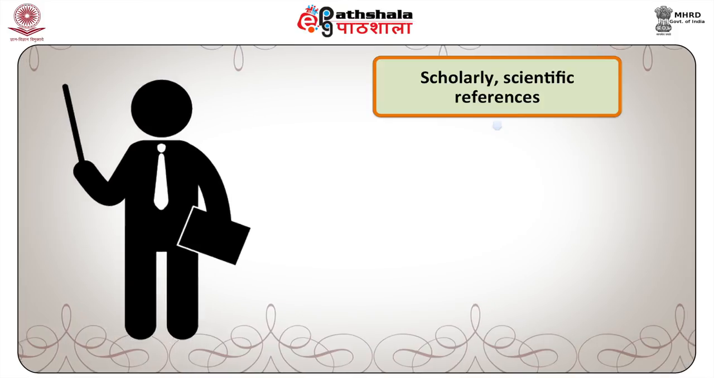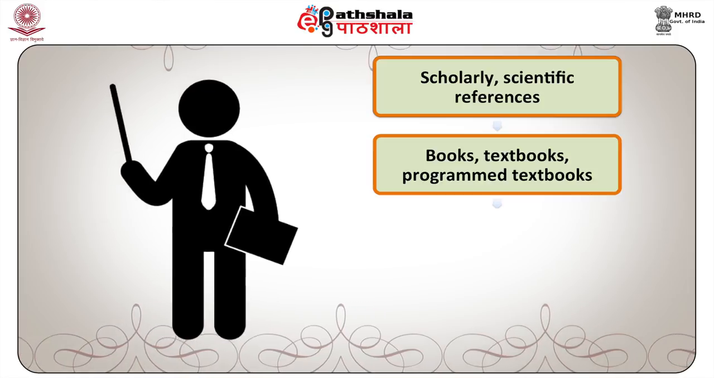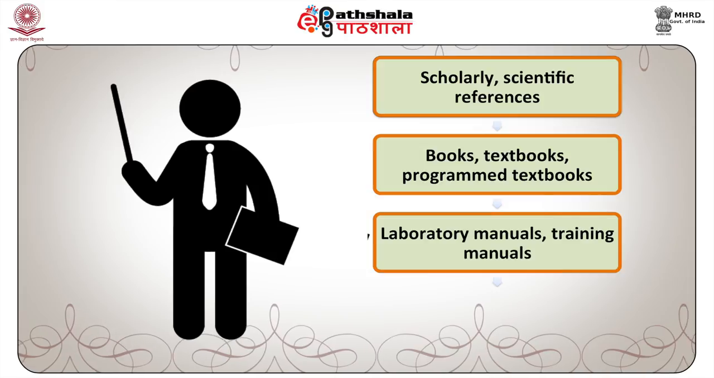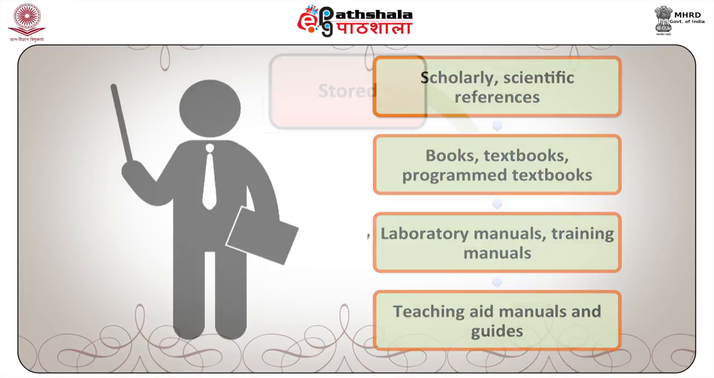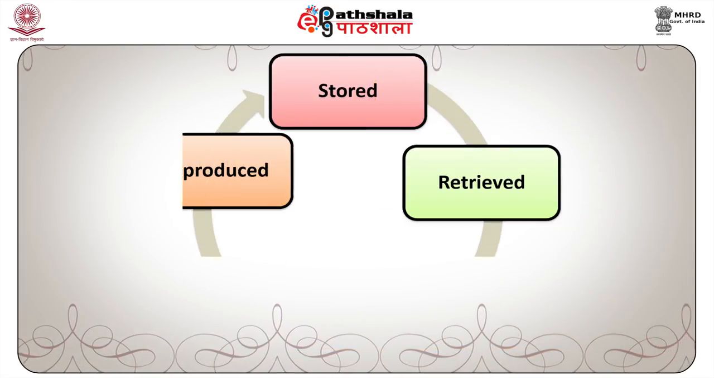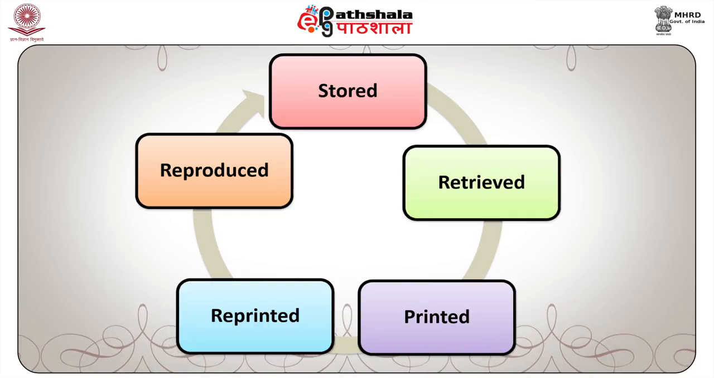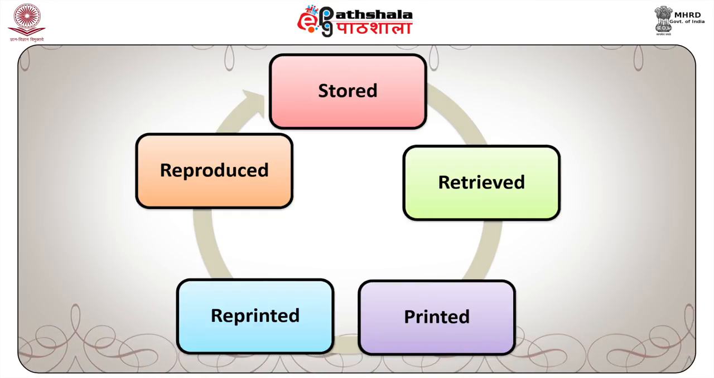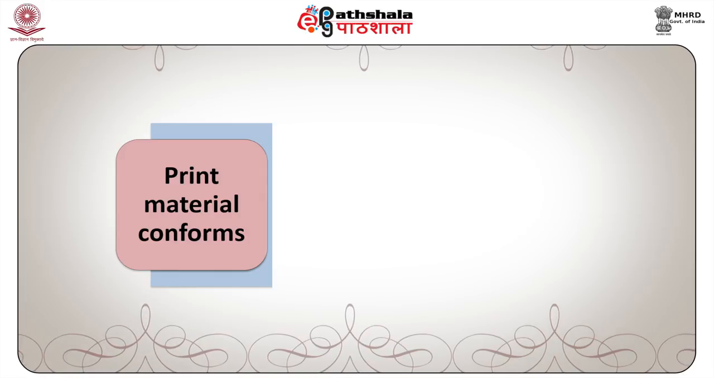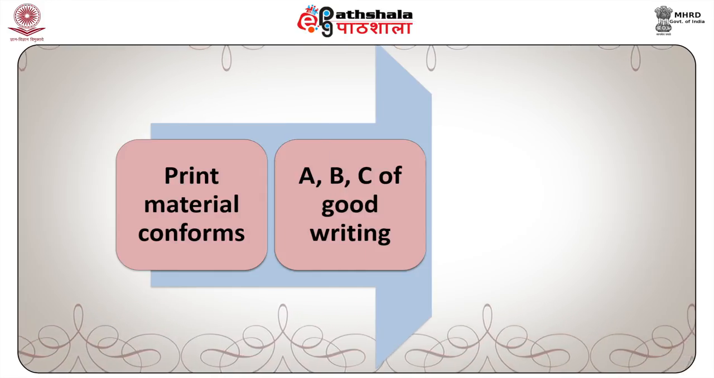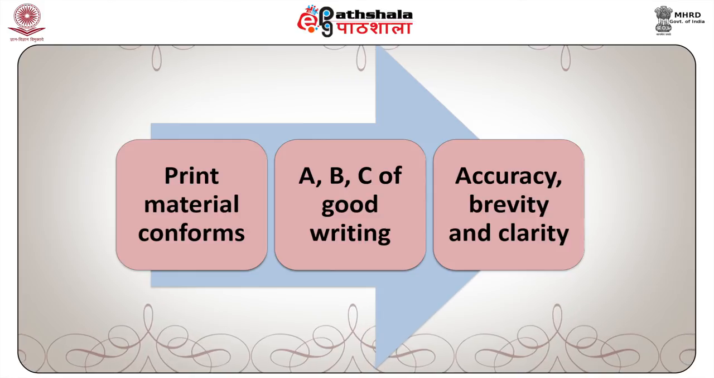Print materials may be scholarly, scientific, references, teaching and instructional materials such as books, textbooks, program textbooks, laboratory manuals, training manuals, and even teaching aid manuals and guides. These can be stored, retrieved, printed, reprinted, and reproduced as newspapers, newsletters, magazines, brochures, books, etc. Towards the end, one has to take care that any print material produced conforms to the ABC of good writing. That is, it should possess accuracy, brevity, and clarity.